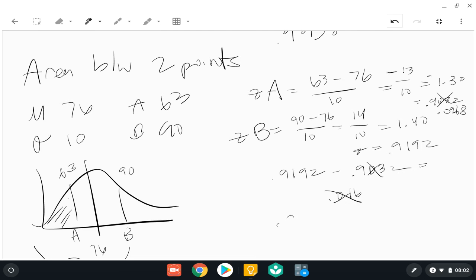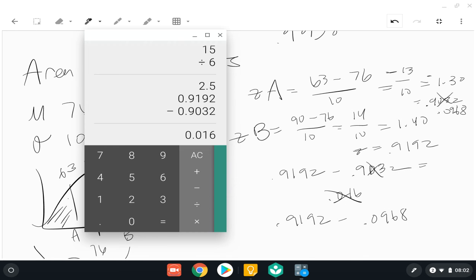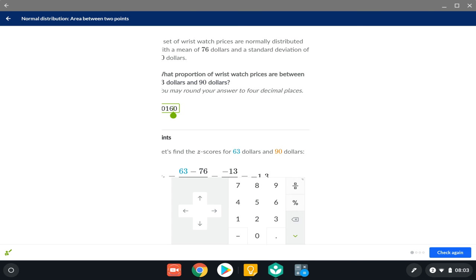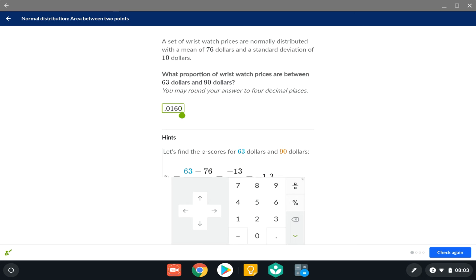Okay, 0.9192 minus 0.0968 equals 0.8224. So silly. Silly mistakes.